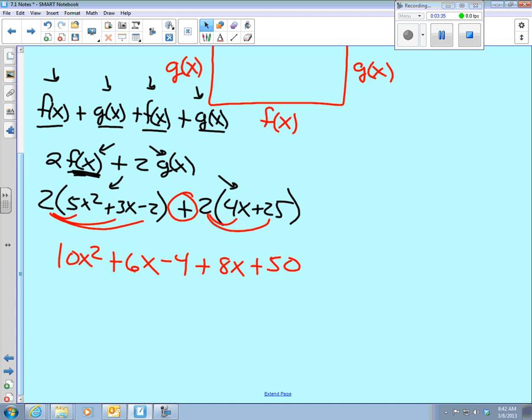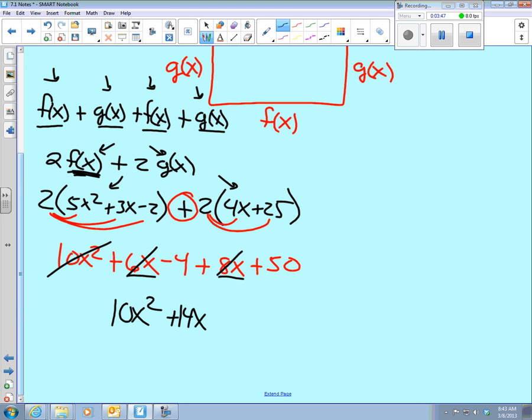So there's only one x squared term, 10x squared. We have a couple x terms, 6x and 8x is 14x. And then negative 4 and 50 is plus 46. There is our perimeter.